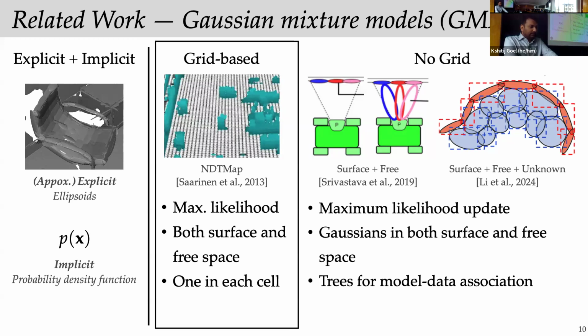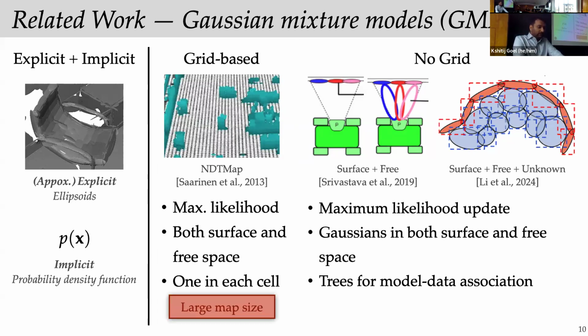In this direction, the NDT map was one of the first 3D representations proposed for robotics applications. The idea here is to use a Gaussian distribution in each cell of a 3D grid, and then use this Gaussian distribution for maximum likelihood updates. However, due to the grid structure, it suffers from the same problems as the TSDF work.